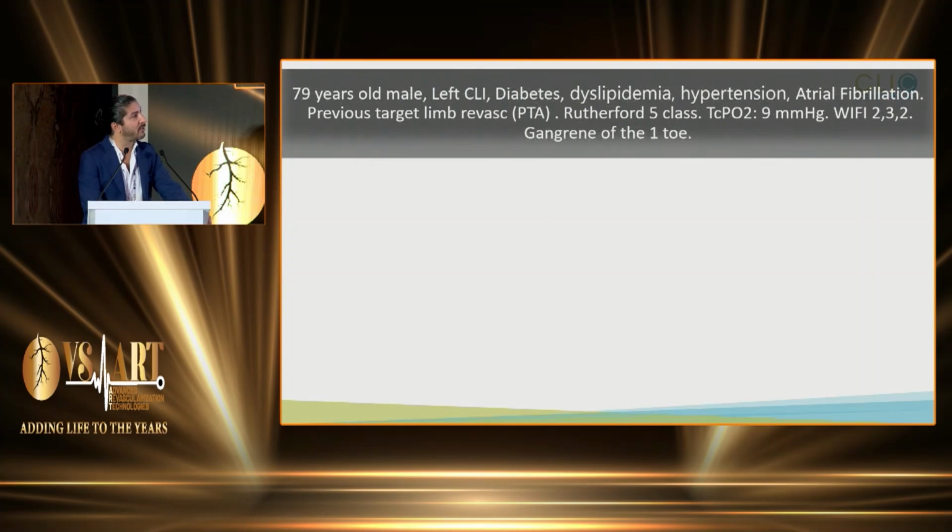This is a case of those: a 79-year-old male, left CLI, diabetes, dyslipidemia, hypertension, previous target limb revascularization by PTA, Rutherford 5, TcPO2 very low again, WIfI class 232 with gangrene in the first toe.